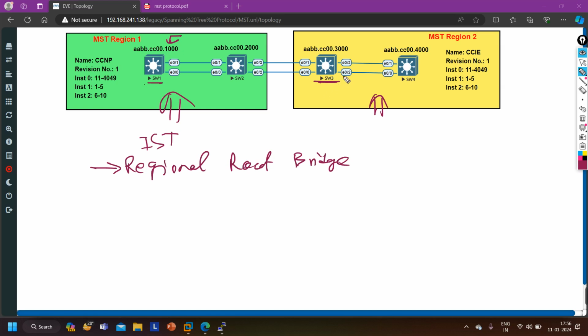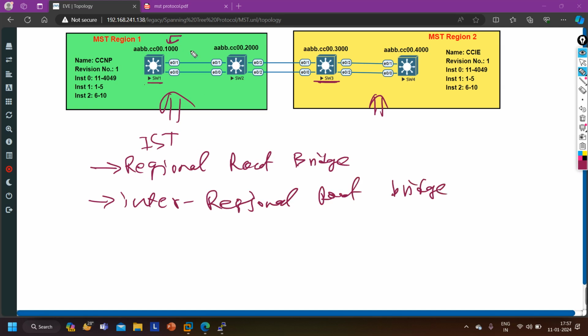And in the entire MST domain, in the connected regions, one switch is going to become the inter-regional root bridge. The switch that has the lowest priority, or you can say directly the lowest bridge ID, is going to become the inter-regional root bridge, or you can say CIST, the common internal spanning tree root bridge.